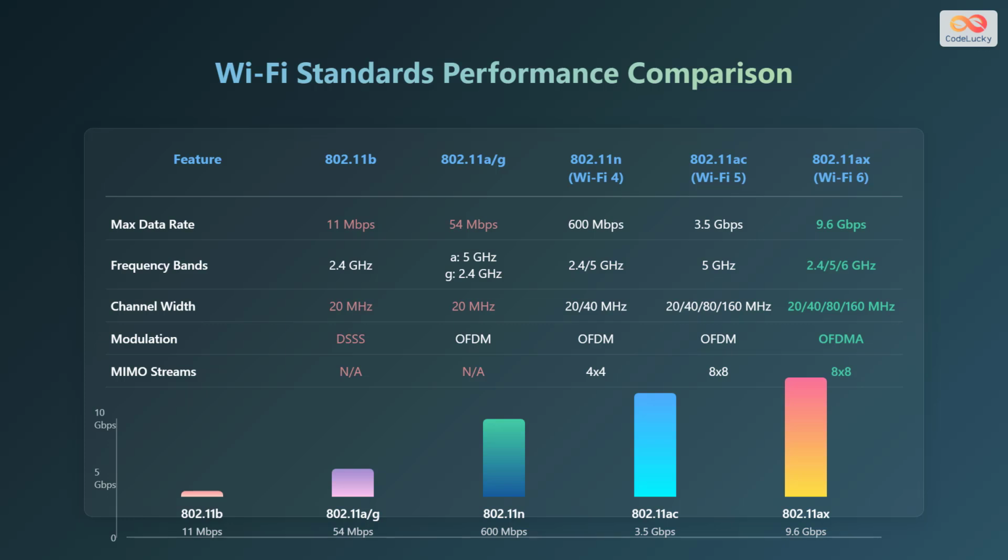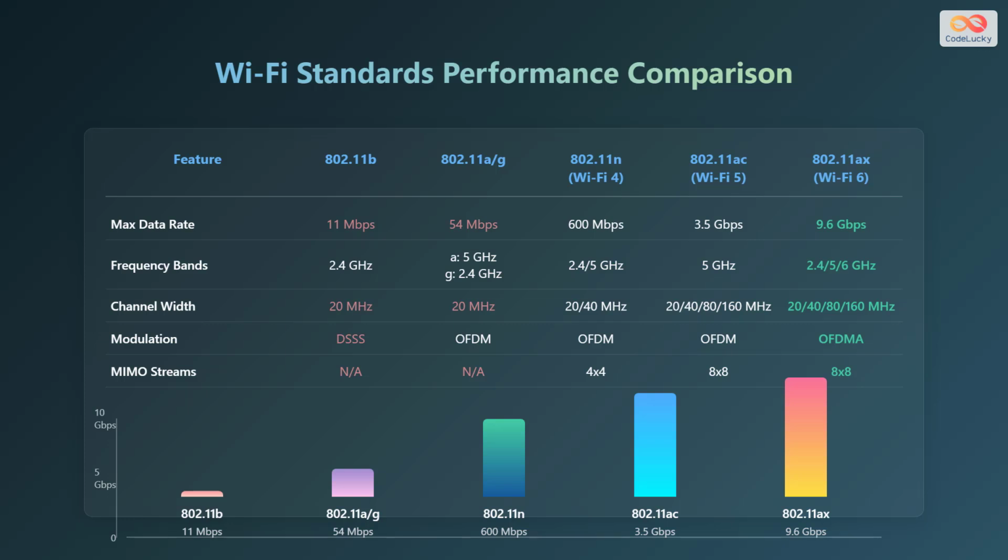The 802.11n, also known as Wi-Fi 4, has a maximum data rate of 600 megabits per second and operates on both the 2.4 and 5 GHz frequency bands with a 20/40 MHz channel width, using orthogonal frequency division multiplexing modulation, and supports 4x4 multiple input multiple output streams. The 802.11ac, also known as Wi-Fi 5, has a maximum data rate of 3.5 gigabits per second and operates on the 5 GHz frequency band with a 20/40/80/160 MHz channel width, using orthogonal frequency division multiplexing modulation, and supports 8x8 multiple input multiple output streams.